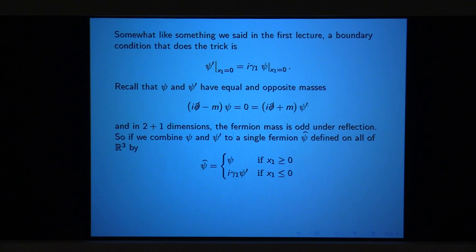So anyway, we combine psi and psi prime into a single fermion psi hat, which is defined everywhere, and it simply obeys the Dirac equation with a constant mass. That fact depends on the fact that psi and psi prime had opposite masses, and that the Dirac mass is odd under reflection.